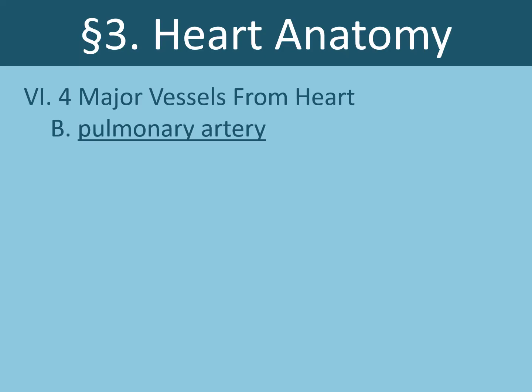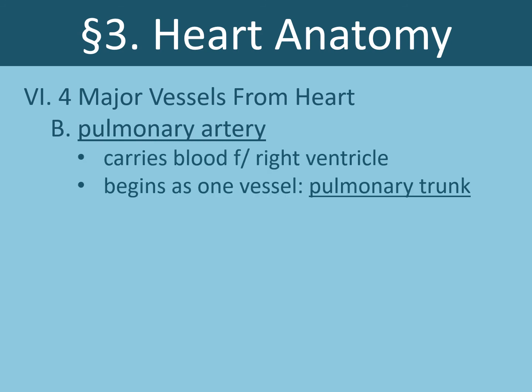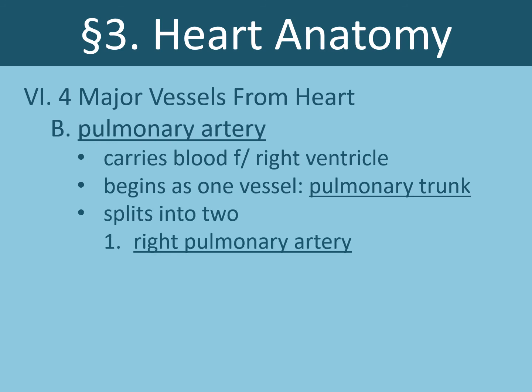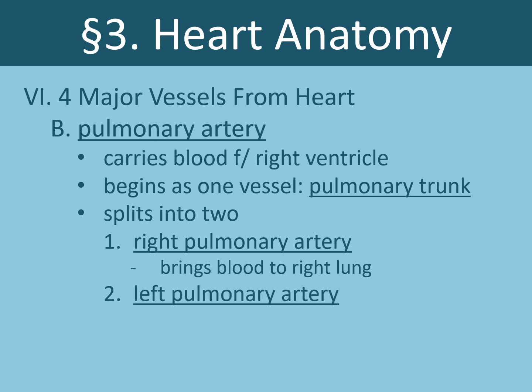The next major vessel is the pulmonary artery. It carries blood from the right ventricle to the lungs. The pulmonary artery begins as one vessel, which is known as the pulmonary trunk. It then splits into two. The right pulmonary artery veers to the right and brings blood to the right lung, while the left pulmonary artery veers to the left and brings blood to the left lung.